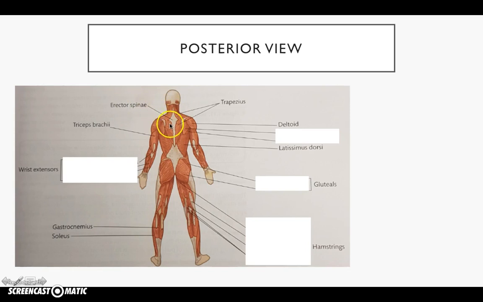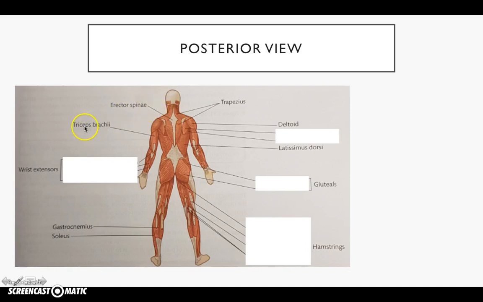So erector spinae, that's this muscle here. Erector spinae actually runs down the whole length of your spine or your vertebral column, as you now know. And it runs down either side. It's called your erector spinae, i.e. it keeps your spine erect. And that's, you just put the diagram, the line there, erector spinae.